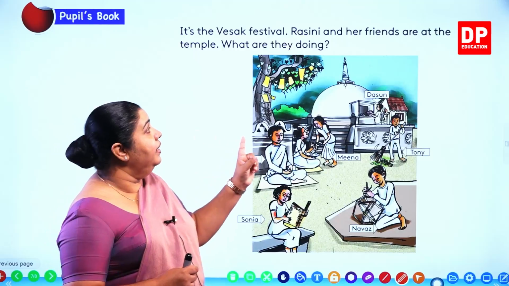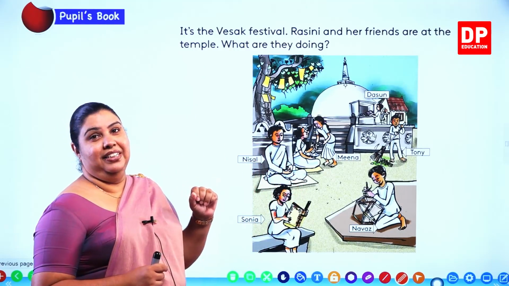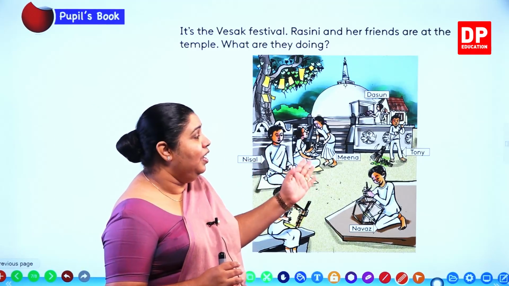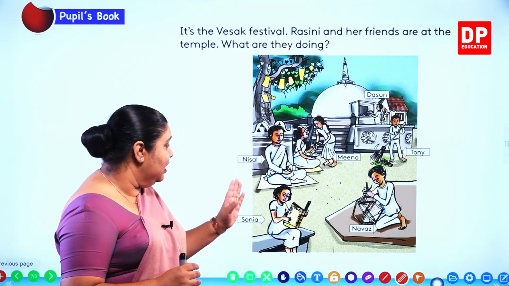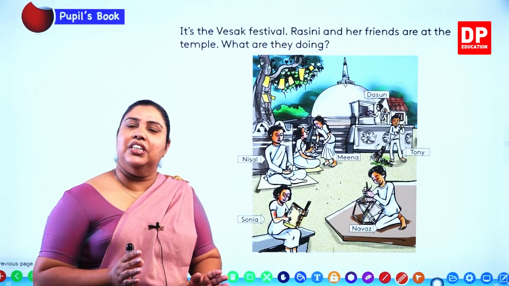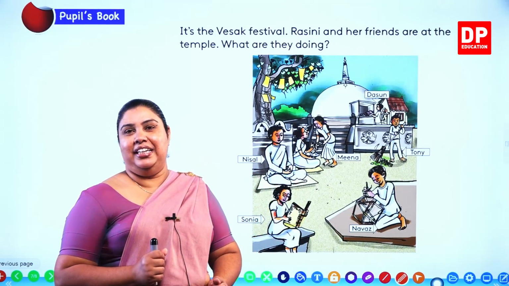Rasini and her friends are at the temple. Rasini and her friends. Now they belong to different religions, but they all have come to the temple. How wonderful that is, no?